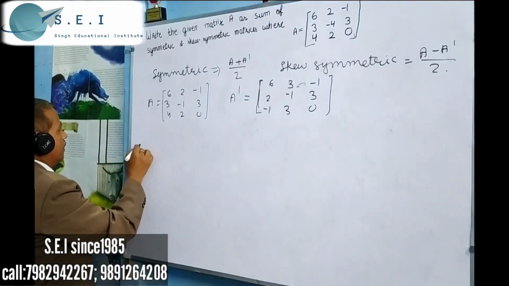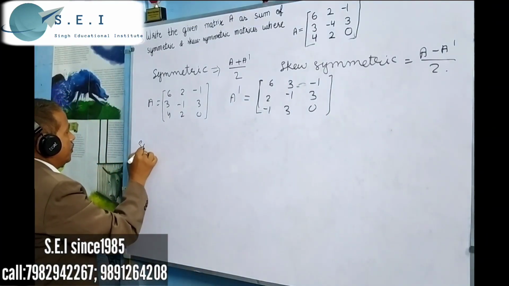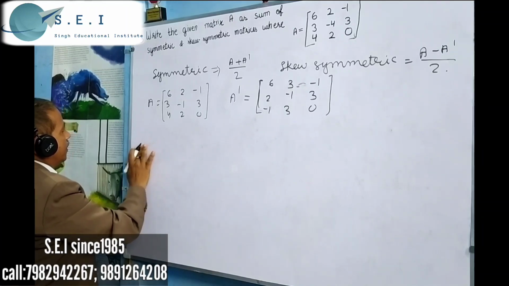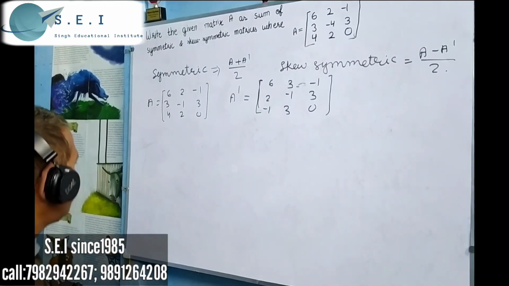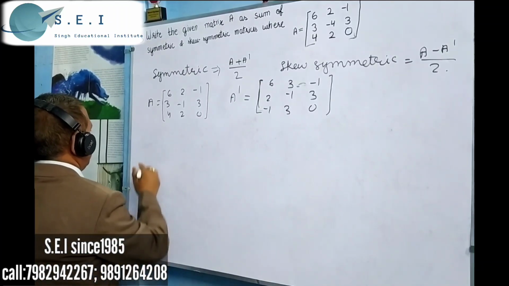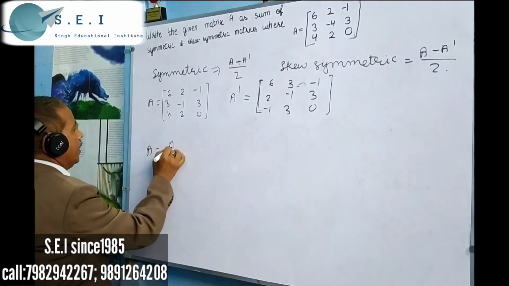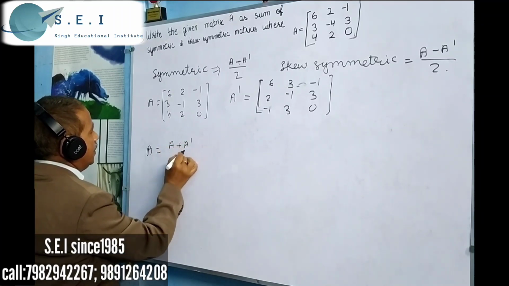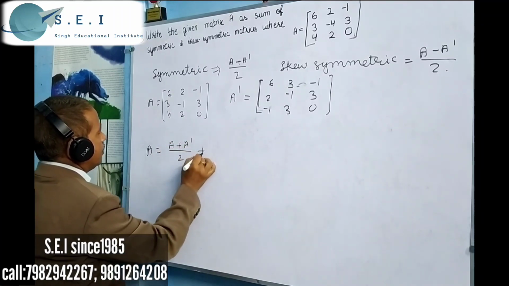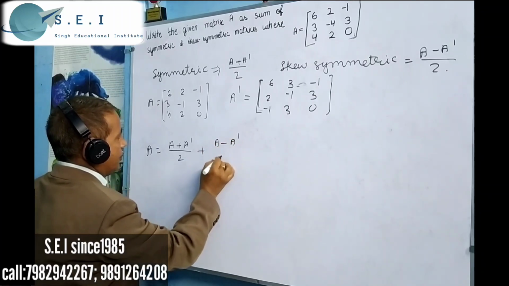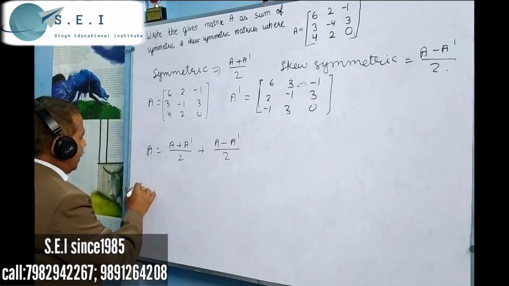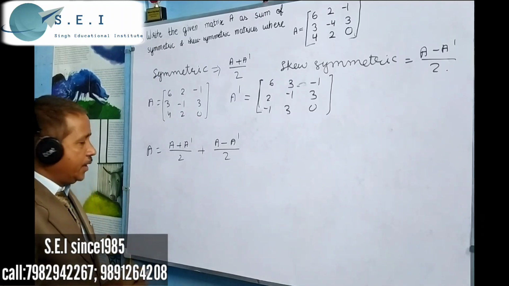So we get the sum of a symmetric and a skew-symmetric matrix. Then we can write A is equal to (A plus A transpose) divided by 2 plus (A minus A transpose) divided by 2.